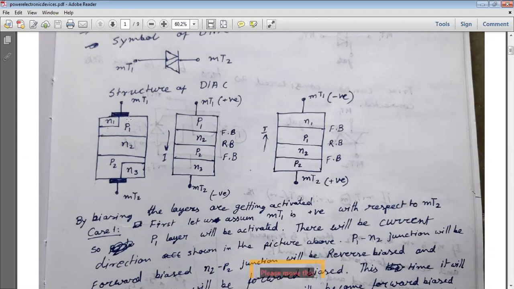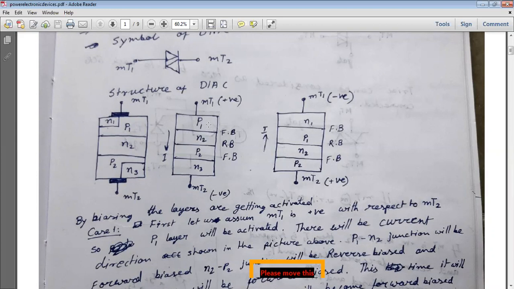Now with the application of biasing, that is, with the application of a voltage source, according to the terminal, the layers will be activated. Suppose the positive terminal is connected to P1, sorry, MT1. With that positive terminal, the P1 layer will be activated, and suppose the negative terminal is connected with the MT2 portion. With the negative terminal, the N3 layer will be activated. Now you can see in this picture, this is a similar structure to a thyristor or SCR. It will act like an SCR.